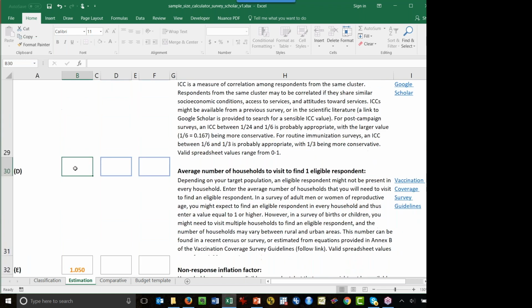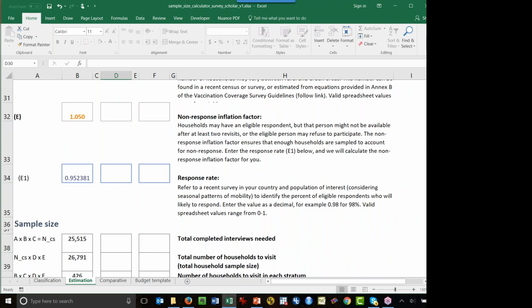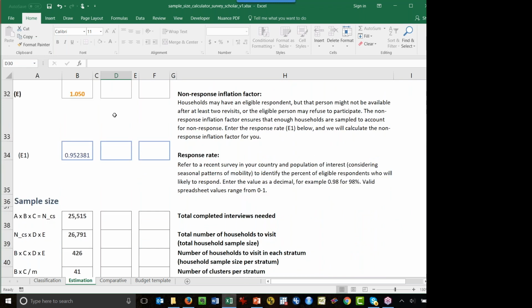And then down here, the number of households to find an eligible respondent we said was 1. And in my instructions in the video, I told you to type a number in row 32, but then we locked row 32, so you can't do that. We will give you a revised spreadsheet later in the week that has this unlocked. But if you enter this response rate in row 34, 0.952381, then you get the non-response inflation factor that we're looking for here, 1.05.